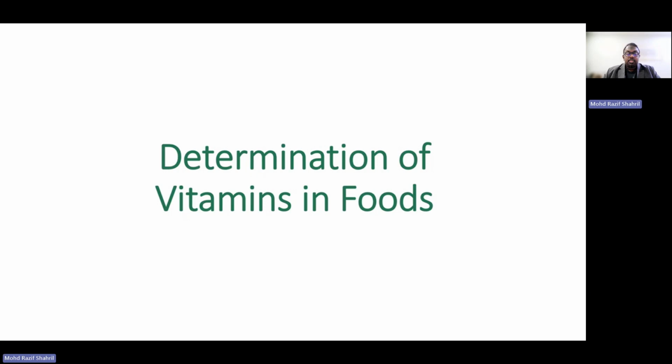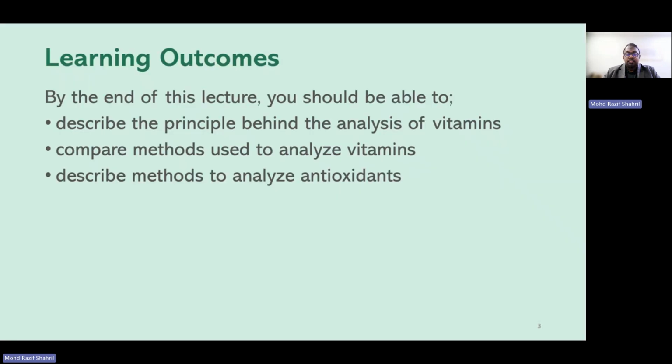Our main focus today will be looking closely at the determination of vitamins, specifically within foods. By the end of this lecture, you should be able to describe the principle behind the analysis of vitamins, compare methods used to analyze vitamins, and describe methods to analyze antioxidants.